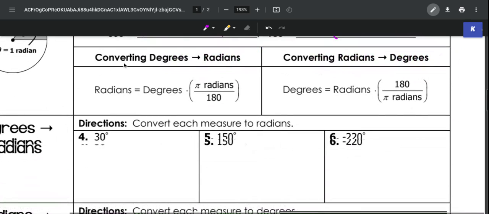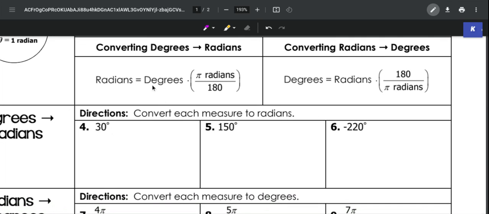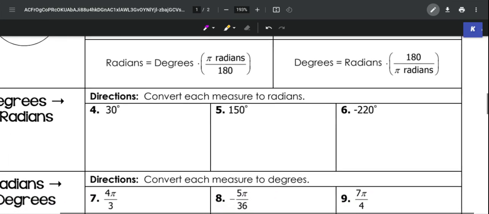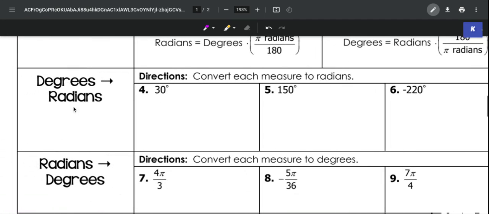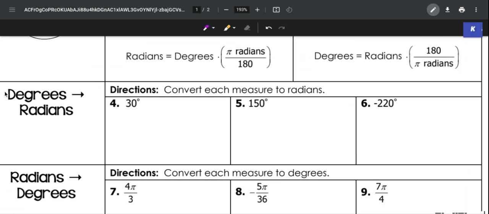So when we're converting degrees to radians, radians is equal to degrees times pi over 180. We'll look at some examples of that first. Like in number 4, we're given 30 degrees. If we want to convert this to radians, we're going to say radians is equal to 30 times pi over 180.